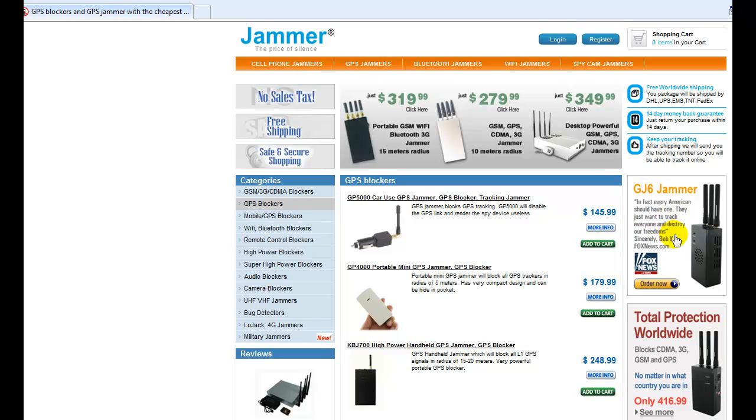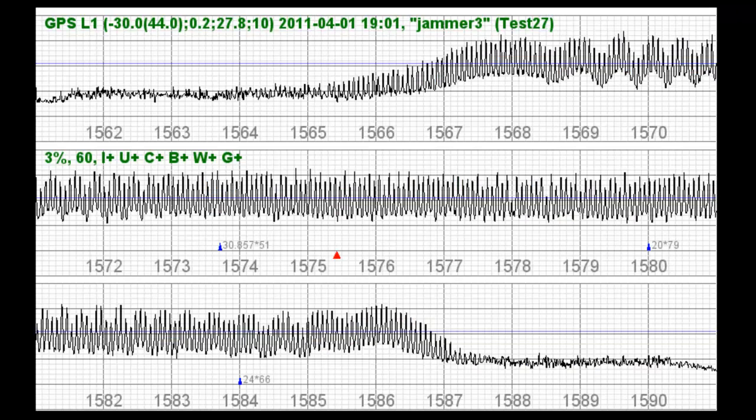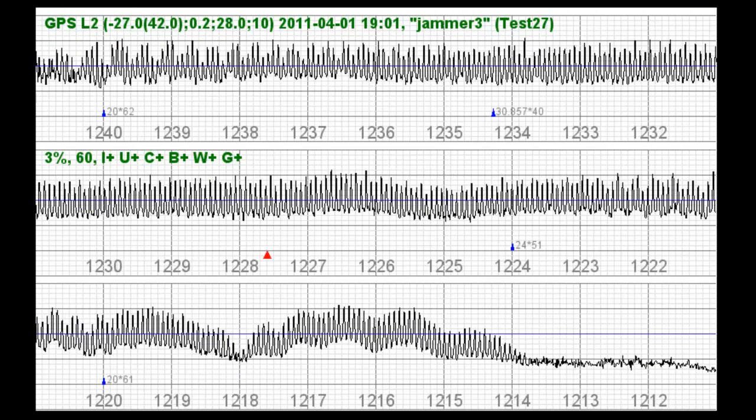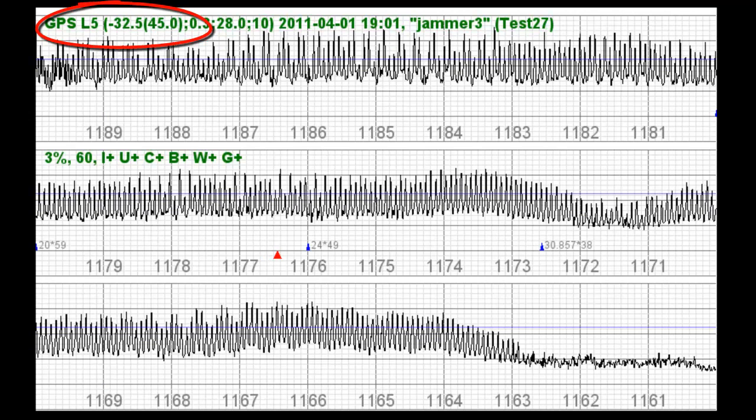I'm going to show you the results of this jammer as seen by Triumph VS Spectrum Analyzer. This is GPS L1 band, 30 dB of AGC loss. It completely destroyed the total 20 megahertz of GPS L1 band. This one is the GPS L2 band. It did similar to GPS L2: 27 dB AGC loss and an ugly spectrum. The jammer did the same to GPS L5: 32.5 dB AGC loss and a dirty spectrum.